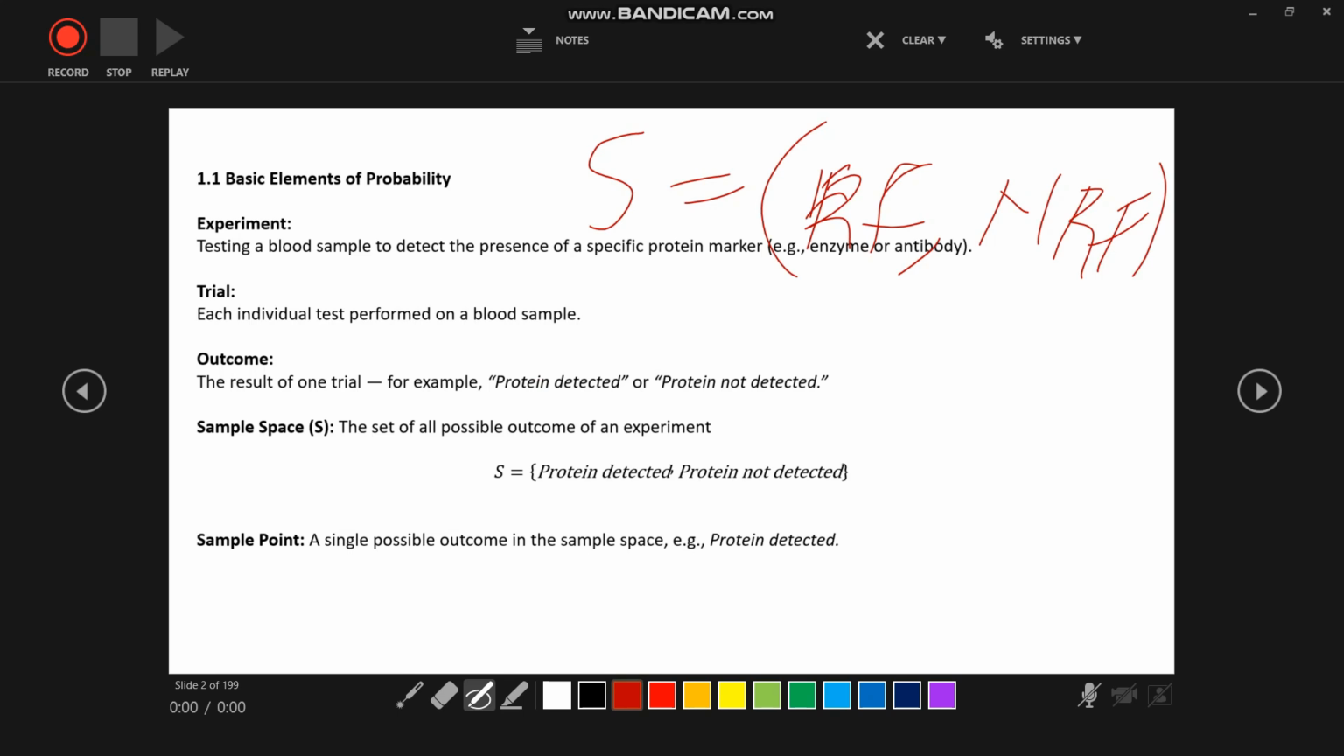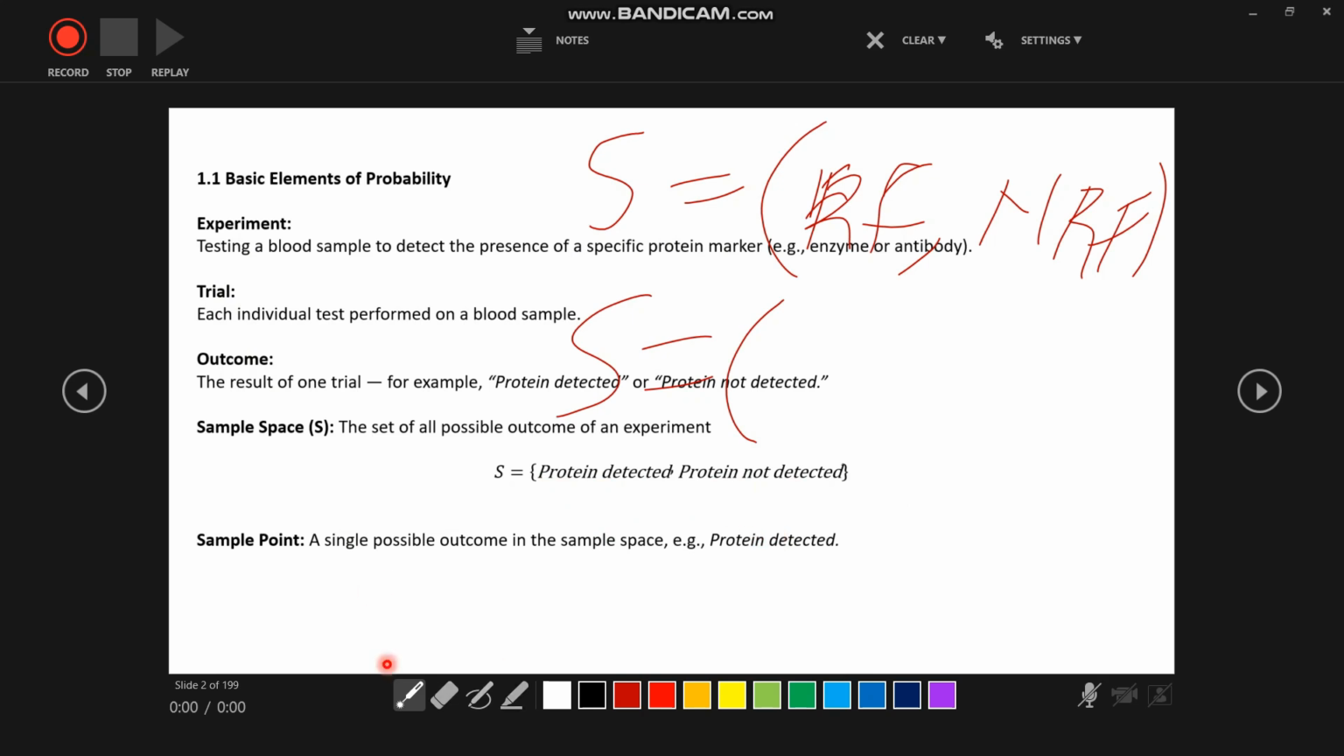Another example is this one. For this experiment, we want to test the presence of a specific protein in a blood sample. So the outcome is either that protein is present or that protein is not present. So the sample space will be S is equal to, open bracket, the first outcome, protein detected, comma, protein not detected.